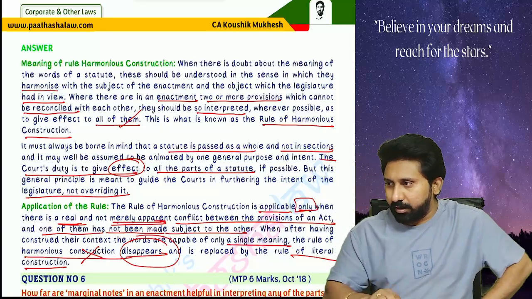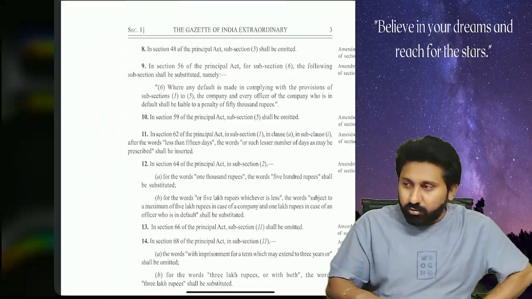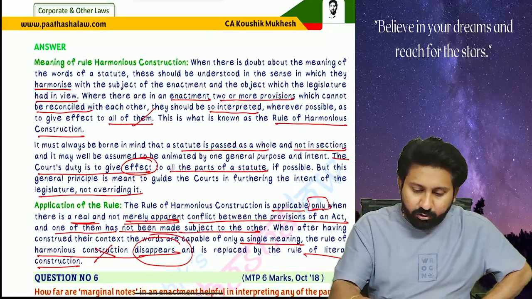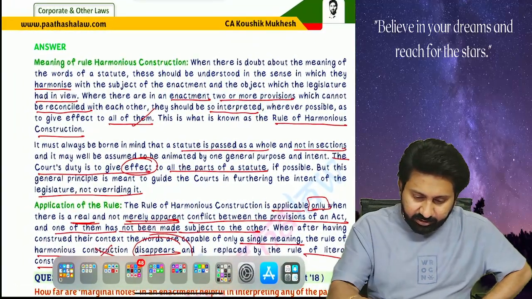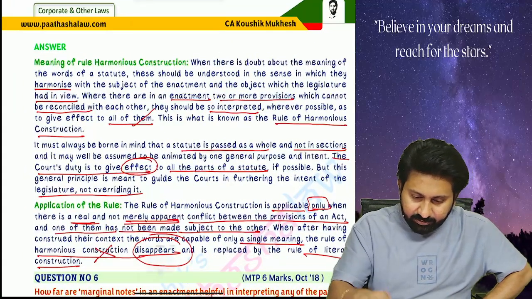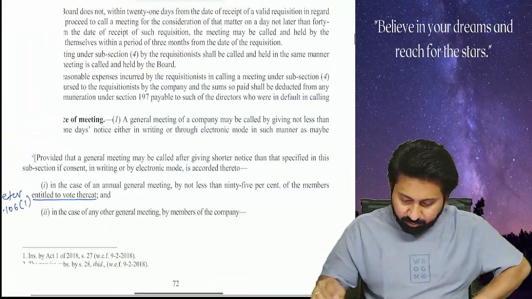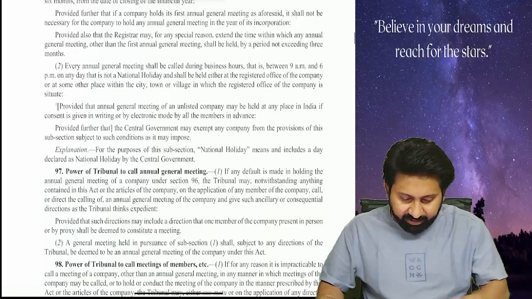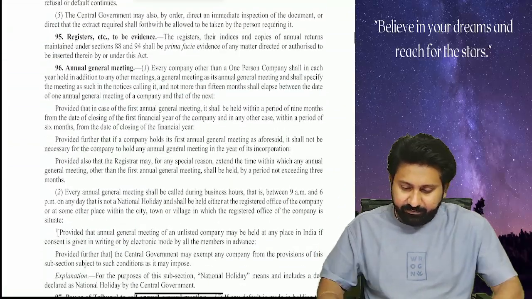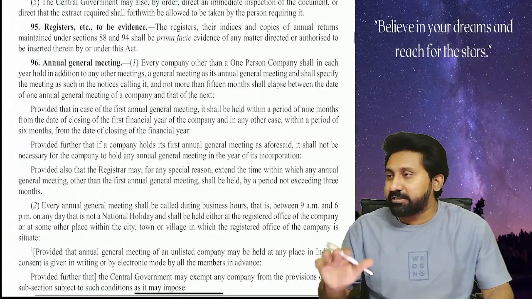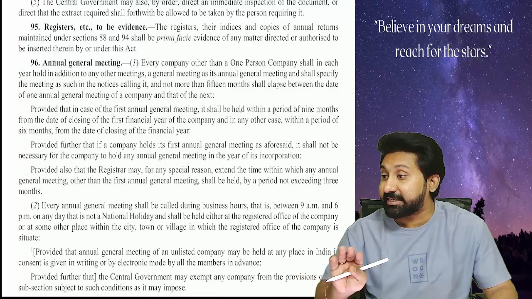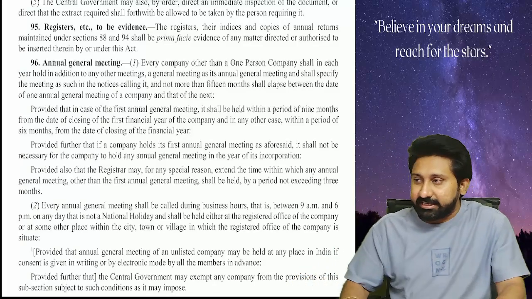Okay. Now listen. I will give you some examples relating to harmonious construction. Examiner they can ask. See here. I will show you a live example for you to understand. I will take one example called general meeting, the annual general meeting. This question was tested in exam for 6 marks already. So I will take this example.